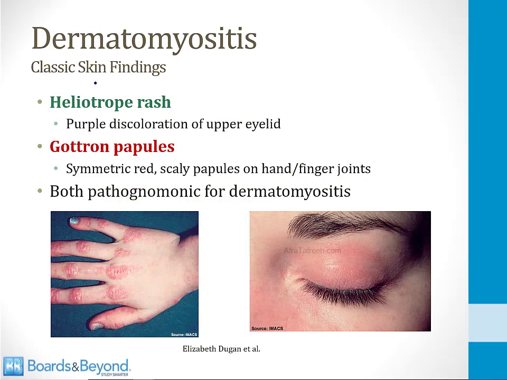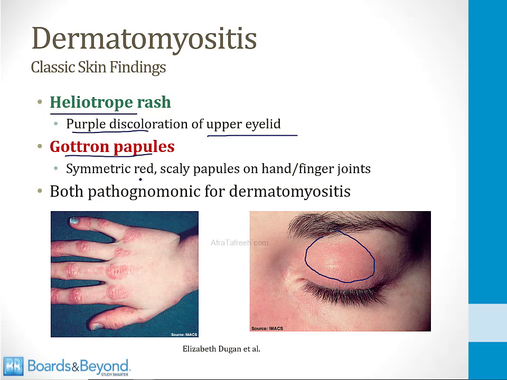There are many skin findings that can occur in dermatomyositis, but there are two classic ones that you should know. The first one is called a heliotrope rash. A heliotrope is a purple plant, so a heliotrope rash is a purple discoloration of the skin. It classically occurs on the upper eyelids. On the bottom right side of the screen is a patient with dermatomyositis who has a heliotrope rash on the eyelid. Second classic finding is the presence of Gottron papules.